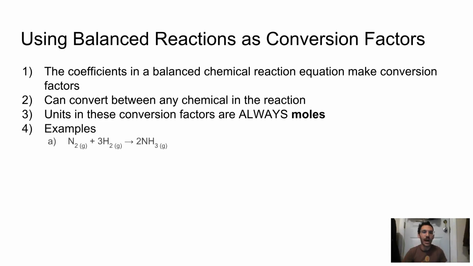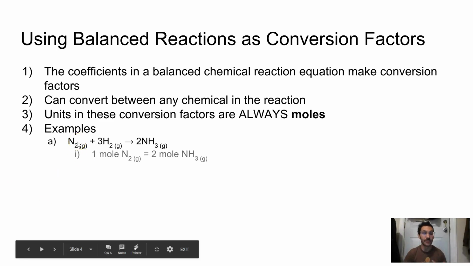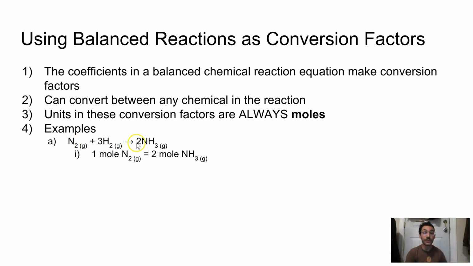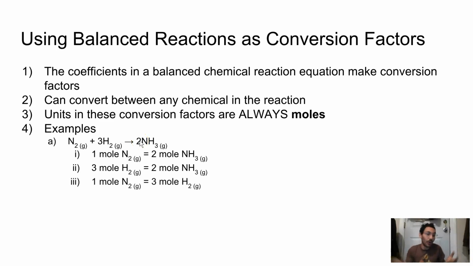So let's look at some examples of how to make those conversion factors. If I have this balanced equation, I could write a conversion factor that says 1 mole of nitrogen gas, because the coefficient is 1, is equal to 2 moles of ammonia gas, because the coefficient is 2 here. Or I could make another one that says 3 moles of hydrogen gas is equal to 2 moles of ammonia gas, because, again, I'm just using the coefficients and units of moles. Or I could say 1 mole of nitrogen gas is equivalent to 3 moles of hydrogen gas. Again, I'm using the coefficients as my numbers and the units as moles.